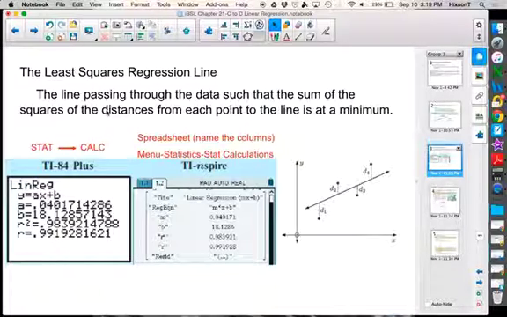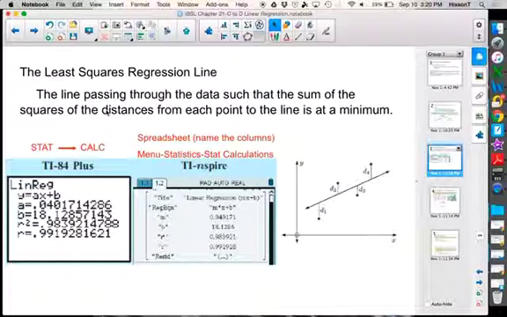In other words, notice over here we have these 4 points, and we have this least squares regression line going through the middle. And these distances, if it's the least squares regression line, then when you find these distances and square them and add them all up, it's the smallest it can possibly be. Okay? Does that make sense? We want to minimize how far away all these points are from the line that we get.